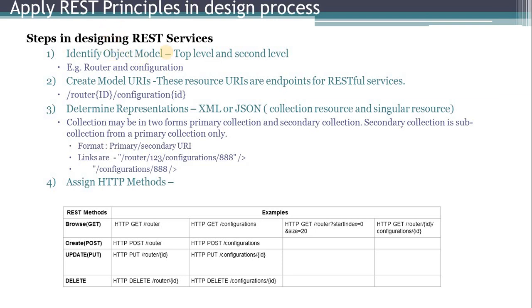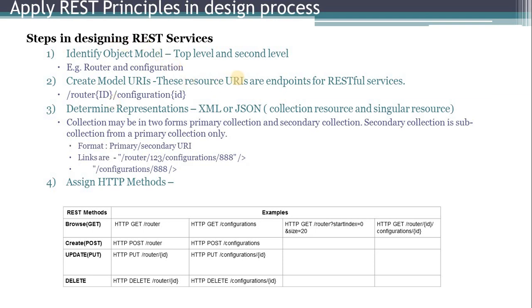So first we identify the object model. What is the parent, what is the child, what we are trying to request. Then we need to create the model URIs. URIs are the unique reference identifiers. When someone wants to connect with the REST API, this is the URI or URL we will provide to another party, and that will help to connect with our REST point.